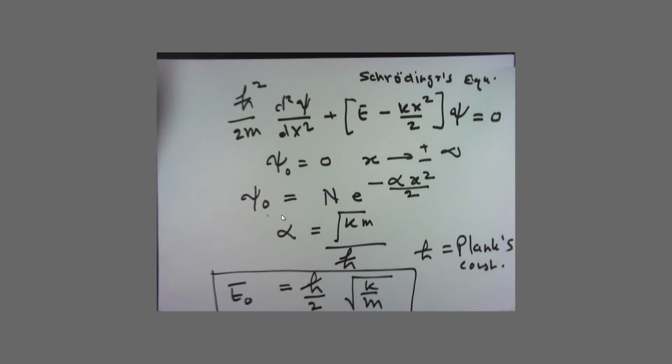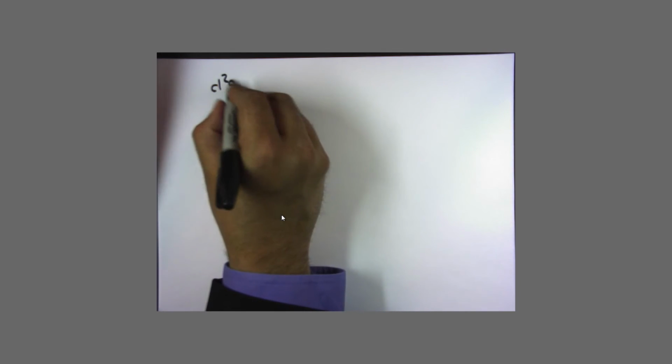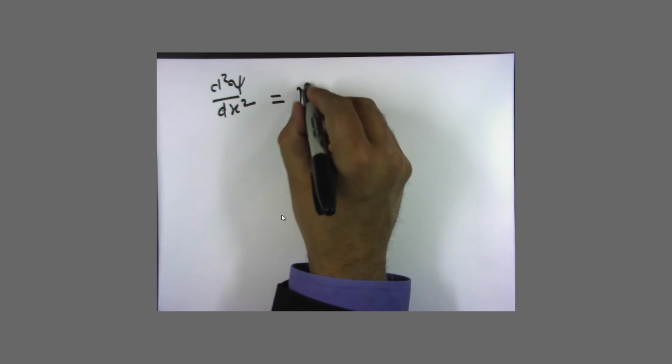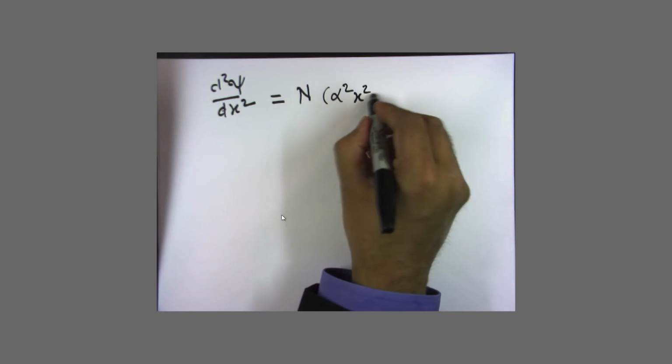As you know, in quantum mechanics, you have to have energy levels. So, now we are looking at this energy level. If you go further and solve for d square psi over dx square, then we get the solution, which is N alpha square x square minus alpha square.